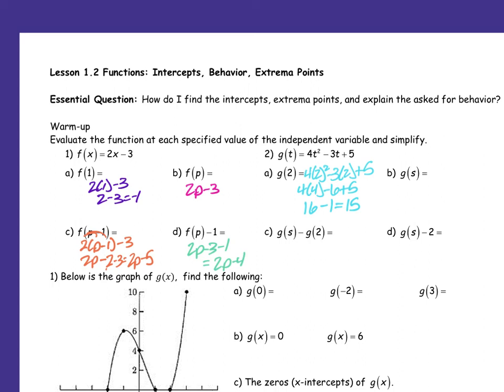And g of s, wherever there's a t, I'm just going to put an s. So I get 4s squared minus 3s plus 5.